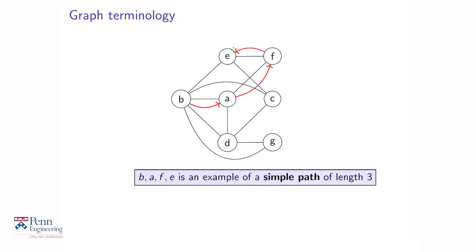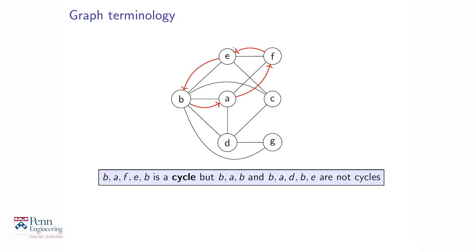When we want to talk about paths where no vertex appears more than once, we talk about simple paths. So in this example, BAFE is a simple path because you can get from B to A, from A to F, and from F to E, and you don't have any vertex occurring more than once. That's the definition of a simple path. And the length of a path is just the number of edges on it. It's also the number of vertices minus 1. So in this case, the length of the path BAFE is 3.